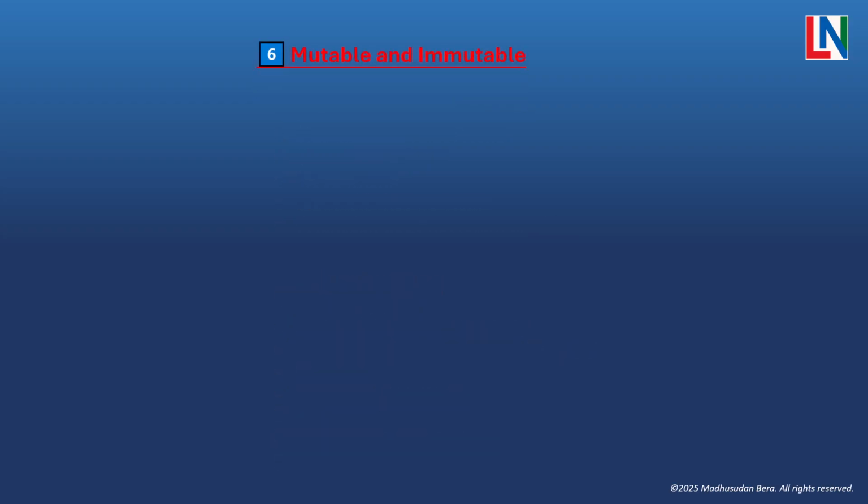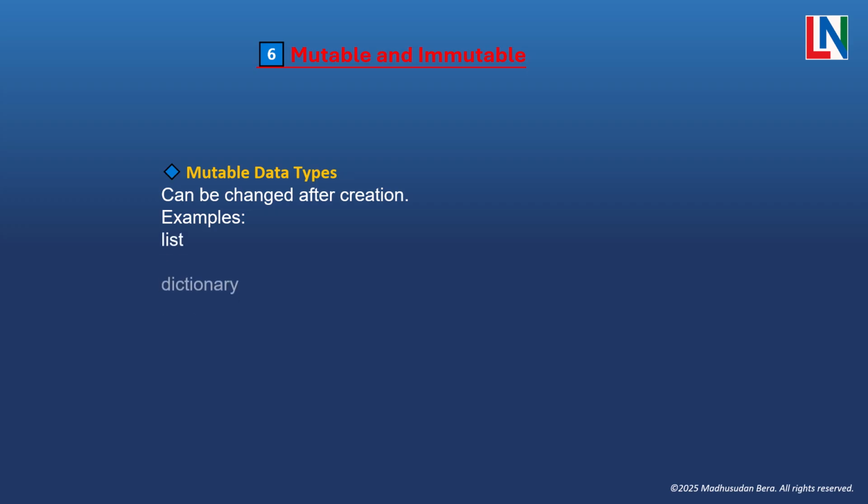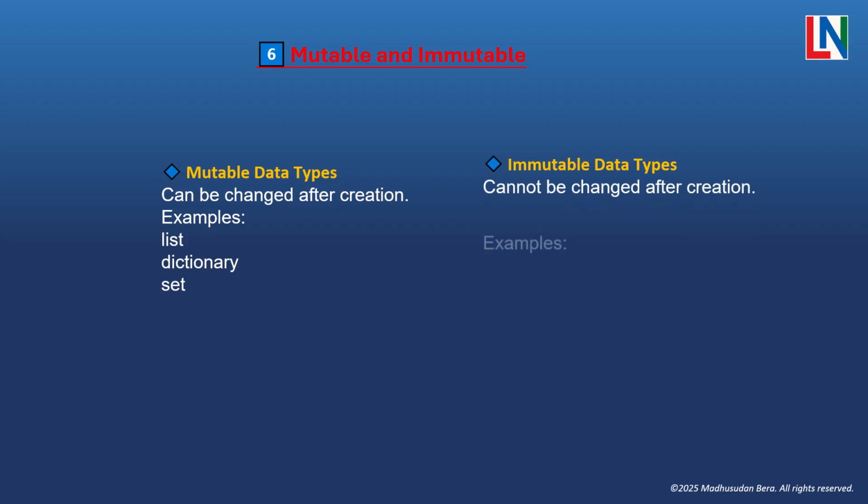Next one is mutable and immutable. Mutable data types can be changed after creation, as per example list, dictionary, set, etc. Immutable data types cannot be changed after creation, as per example int, float, complex, string, tuple, boolean, None.